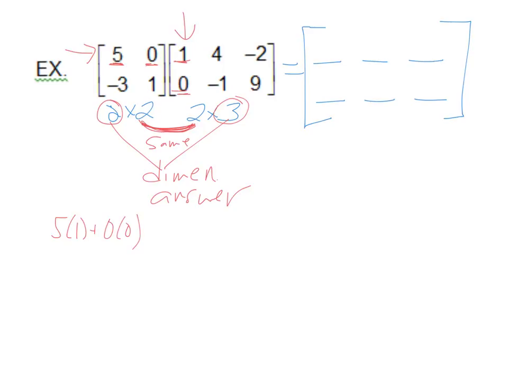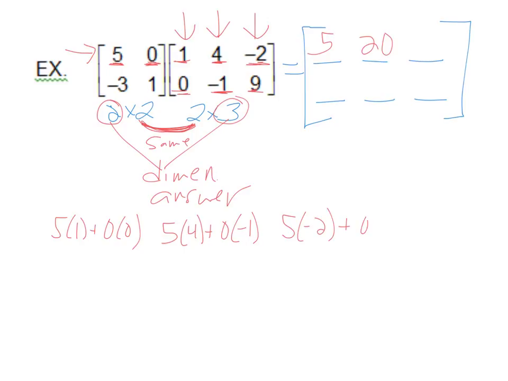And that's going to be 5. And so that goes in the first spot. Then I stay on the first row, move over to the second column, and I'm going to do 5 times 4 plus 0 times -1, which comes out to be 20. Stay on the first row, move to the third column. It's going to be 5 times negative 2 plus 0 times 9, which comes out to be negative 10.